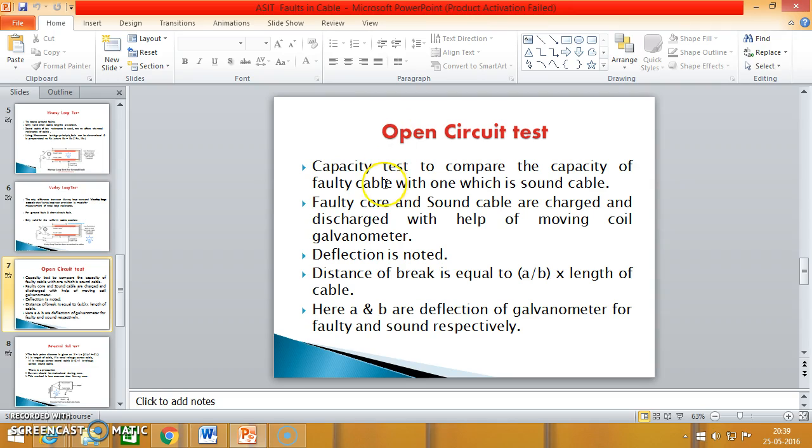Open circuit test: a capacity test to compare the capacity of the faulty cable with one which is a sound cable. Faulty core and sound cable are charged and discharged with the help of a moving coil galvanometer. Deflection is noted, then distance of the break is equal to A/B into length of the cable. Here A and B are the deflections of the galvanometer for faulty and sound respectively.